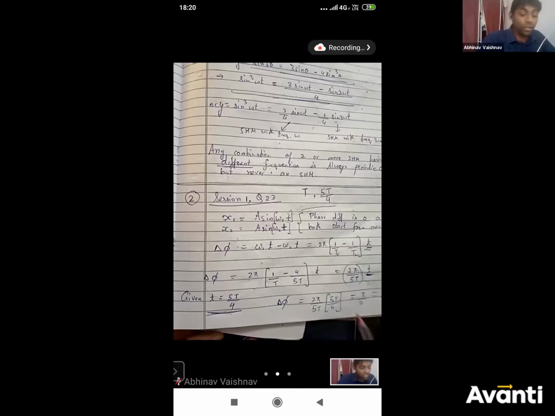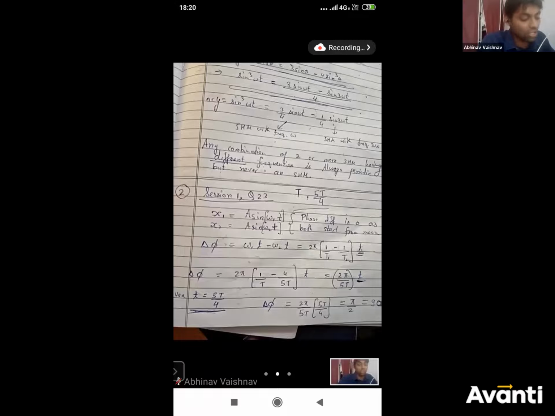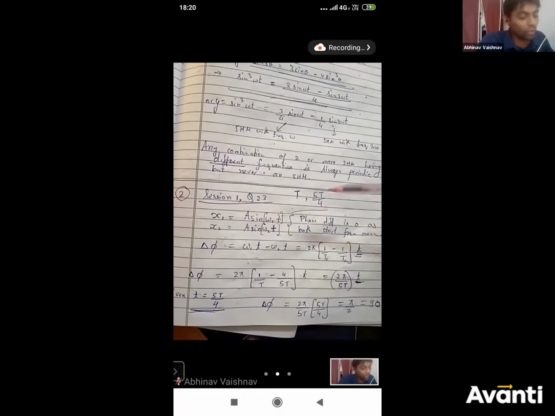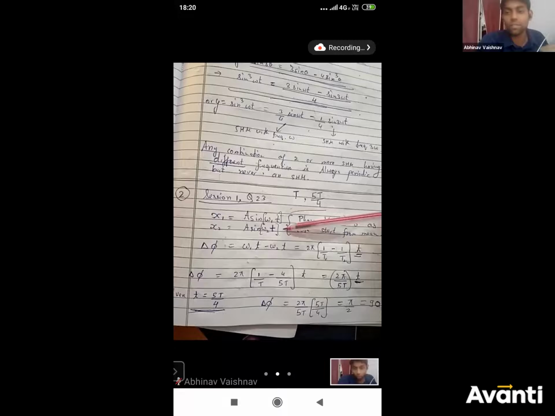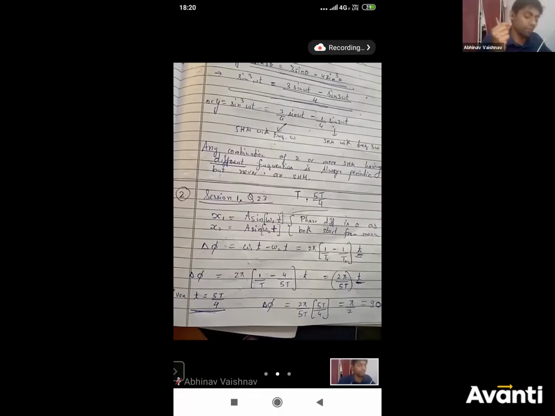So now the phase difference is changing with time. Initially the phase difference was how much? Initially the phase difference was 0 because both of them were starting from the mean position. But at this time 5T/4 the phase difference becomes 90 degrees or pi by 2. So this is how you calculate the phase difference when there are different frequencies. Just subtract and substitute the values.